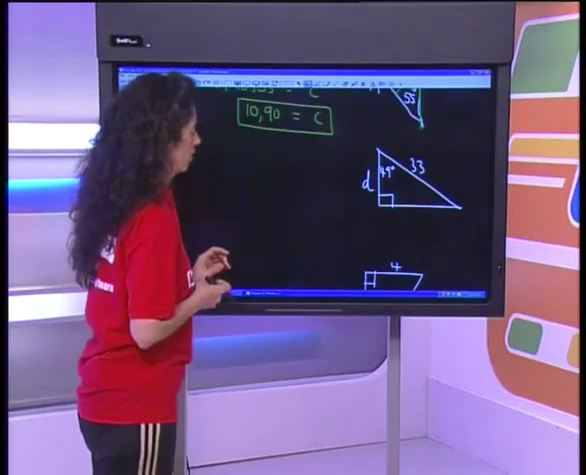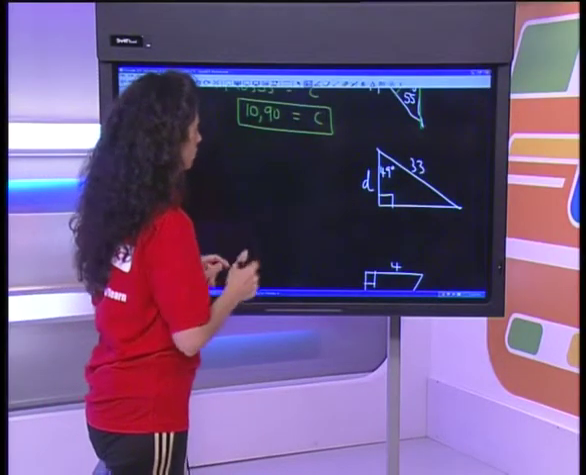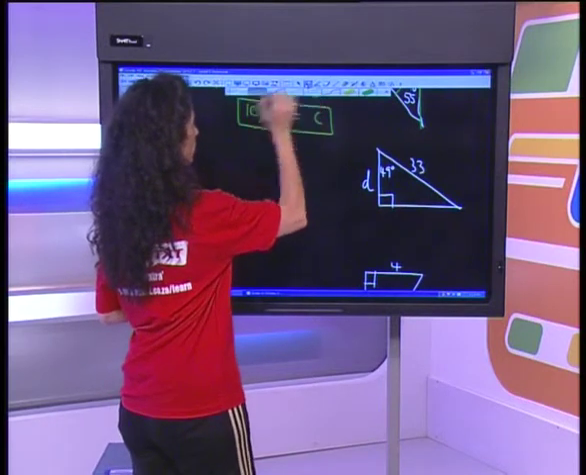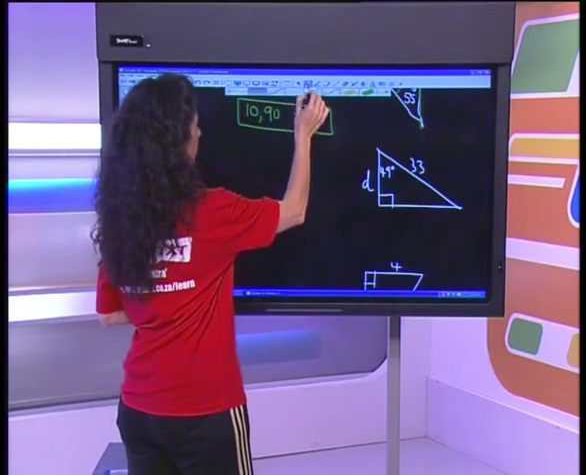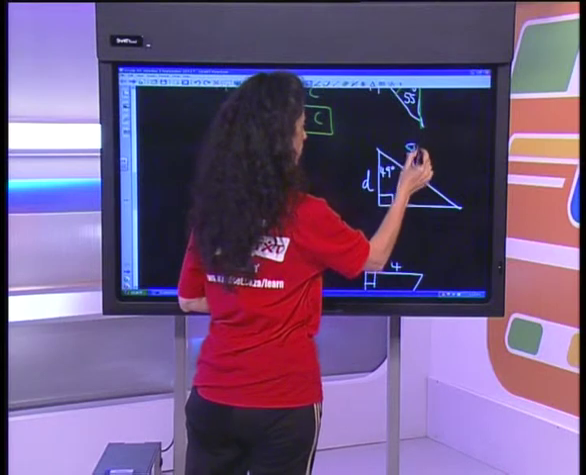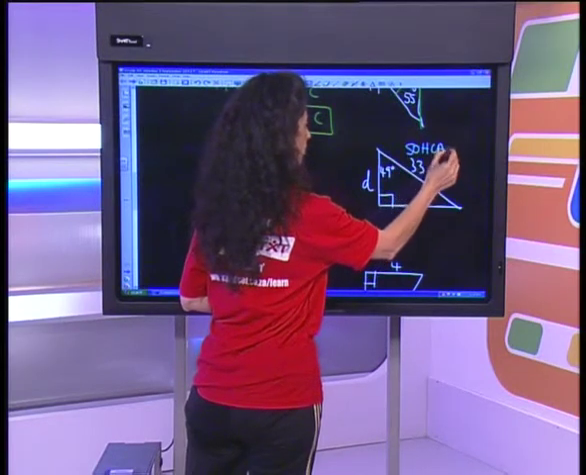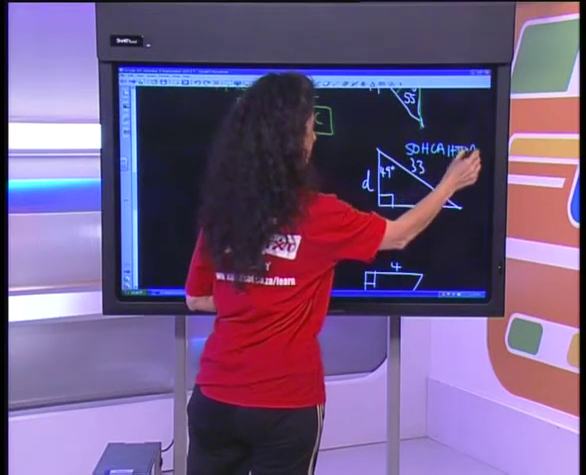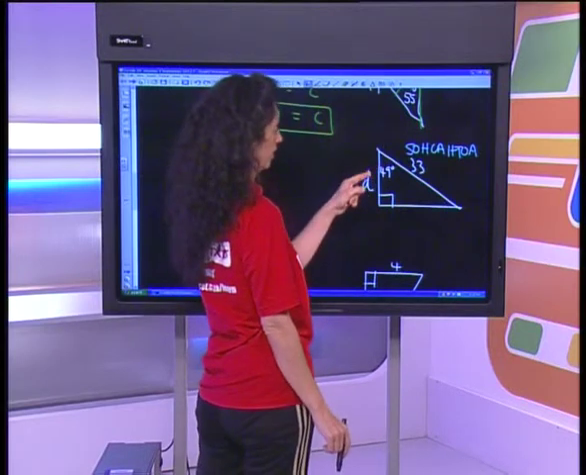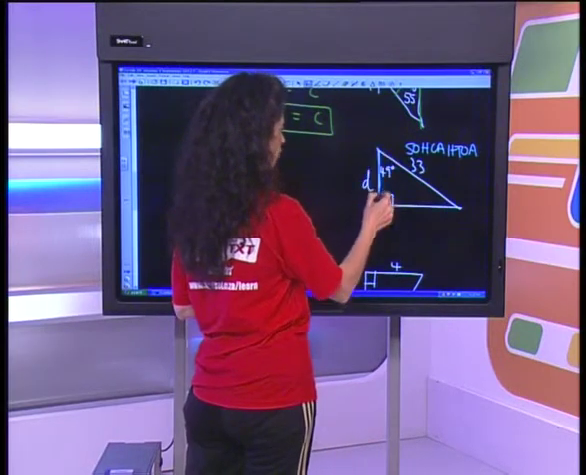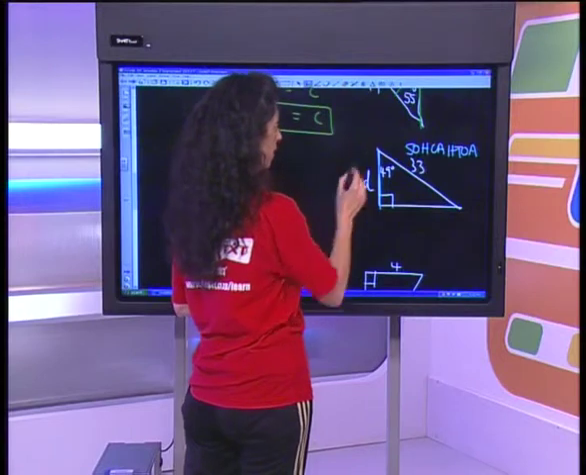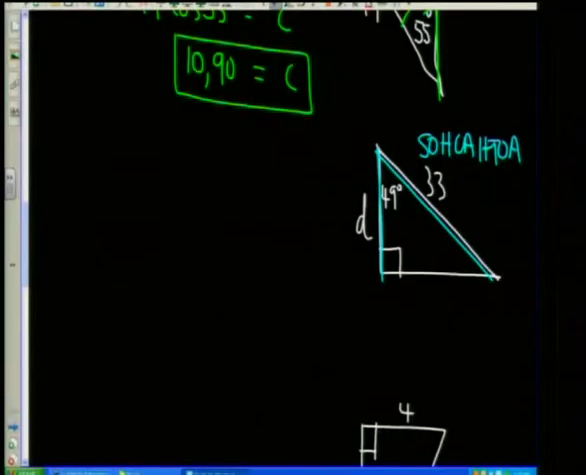Right, this one, let's write down our acronym, and let's go back there. So let's write SOHCAHTOA. And what have we got this time? We've got an angle, 49. And what is D in relation to 49? And what is 33 in relation to 49? 33 is the side that's opposite the angle. And no, 33 is the side opposite the right angle. So 33 is the hypotenuse.